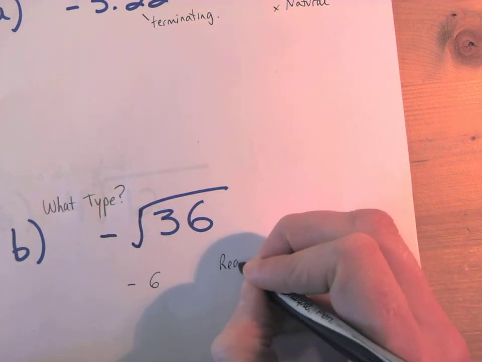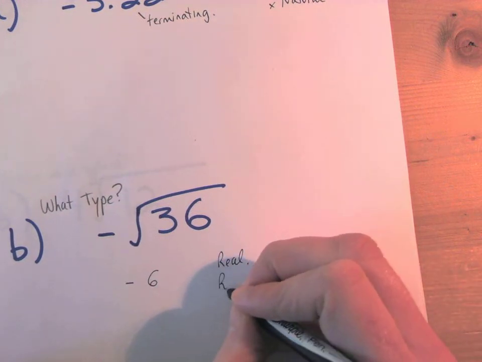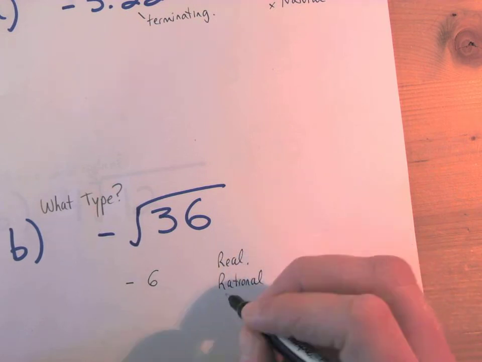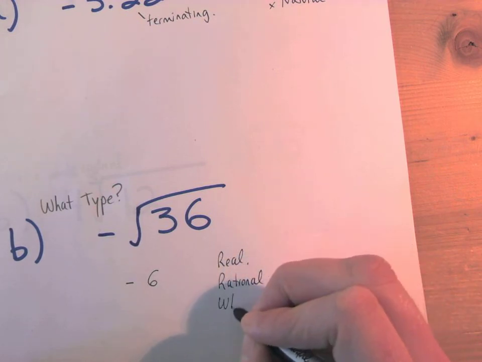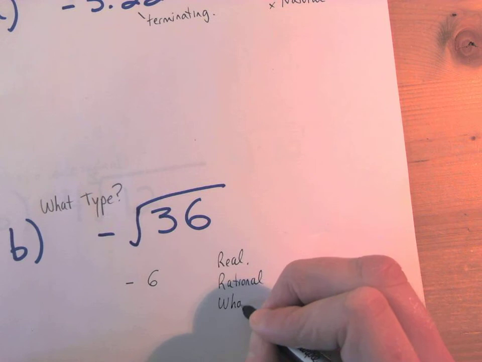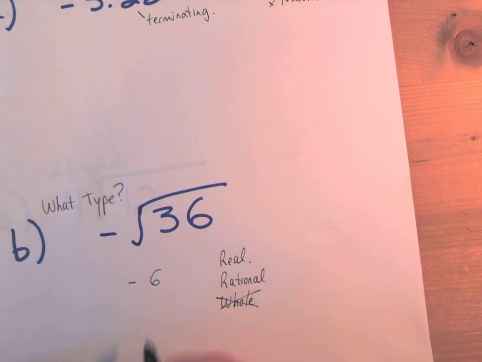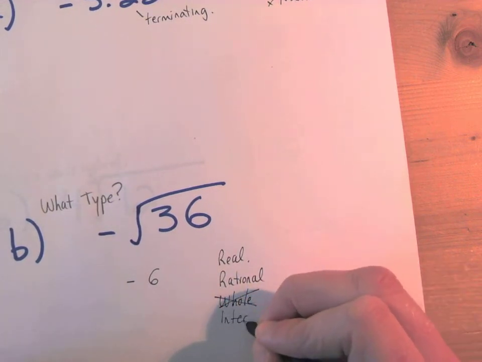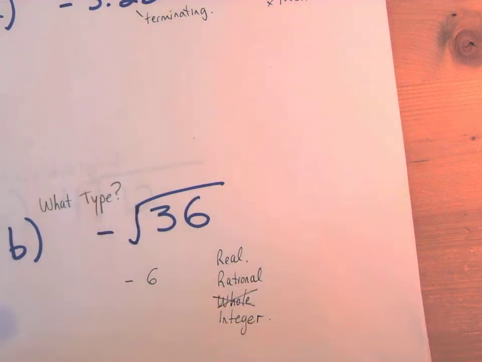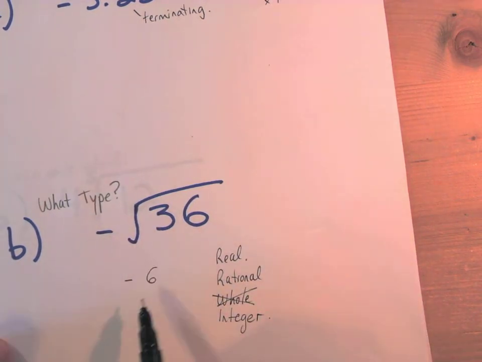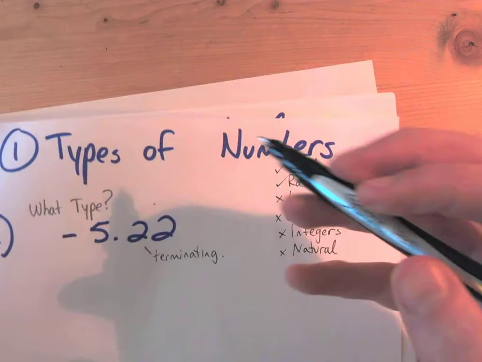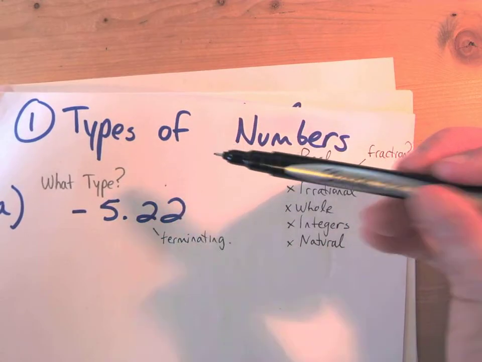So it's real, it's rational, because it doesn't go forever. It's whole, or it's not whole. It's not because it's negative. That's the only reason. But it is an integer as well. So those are the three classifications of negative root 36, because we know it's the same as negative 6. So that was our first section that we went through.